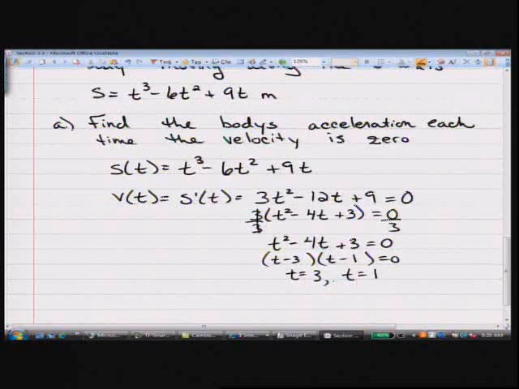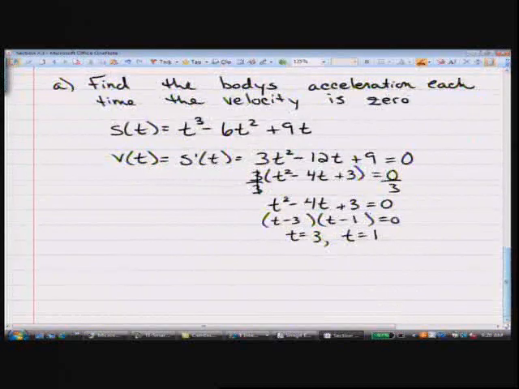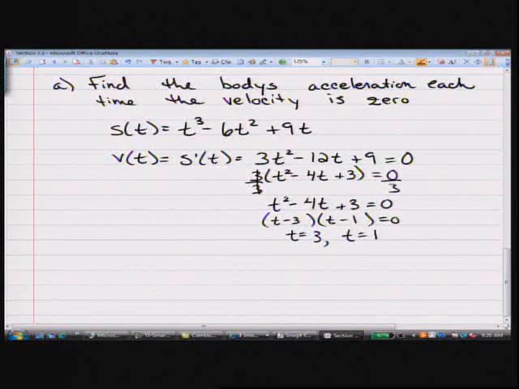Mm-hmm. So could this be also like the vertex where the min and max? It's sort of. Yeah, if you were thinking of a graph, it is where the horizontal tangent is. If you graph t cubed minus 6t squared plus 9t, that's a cubic function, and it may have a max or min. The only places they could occur are at 3 and 1.